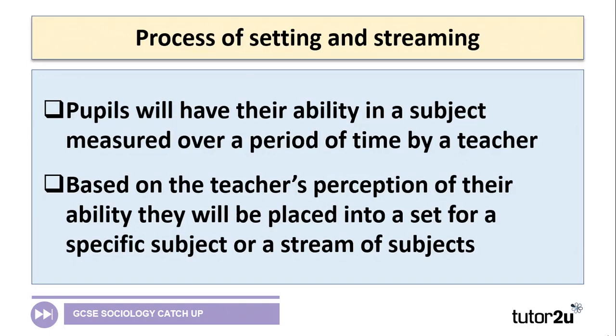The process of setting and streaming relies upon teachers assessing the ability of pupils over a period of time to try and make a judgment about their ability. Based on this perception of their ability, they are then placed into a set or stream based upon their level of knowledge. The argument for setting and streaming is that pupils of similar ability will be able to make progress at roughly the same time, and this means that teachers can spend more time focusing on improving all pupils, rather than catching lower ability pupils up and holding back higher ability pupils, as would happen in a mixed ability set.